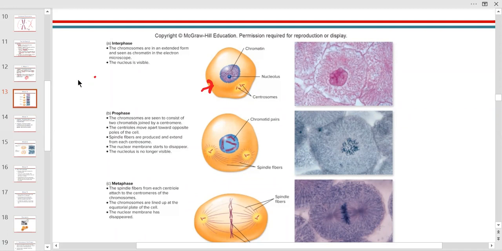So the nuclear envelope is intact in the real histology. You see chromatin, not really chromosomes thickening there. In prophase, you have disintegration of the nuclear membrane. These two are usually hard to differentiate, but look for the nuclear membrane. The chromosomes are starting to thicken. You can't really see the spindle fibers in the histology.